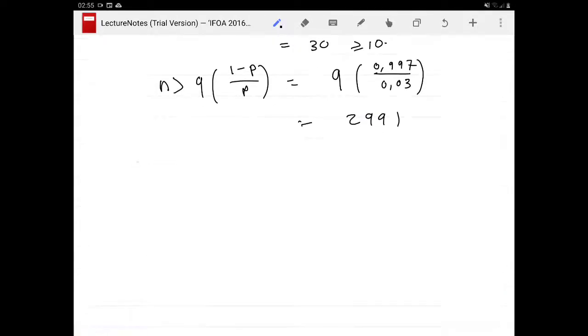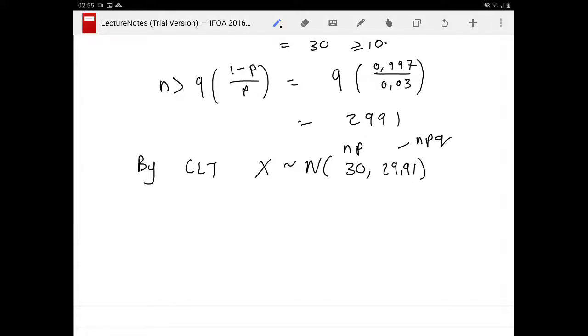So we can therefore say by the CLT, X is approximately normal, where our mu value would be np. So we take 10,000 multiplied by 0.003, and you get 30. And then your variance would be 29.91. I've already worked all of these out, but obviously you can do it yourself. So this is our approximation. We're asking whether X is greater than or equal to 40.